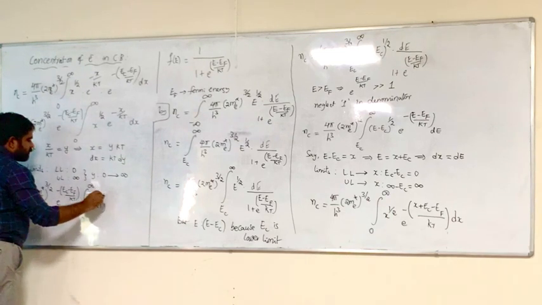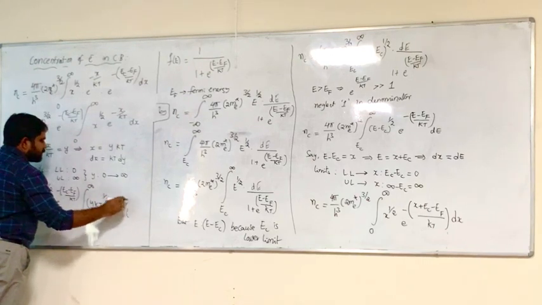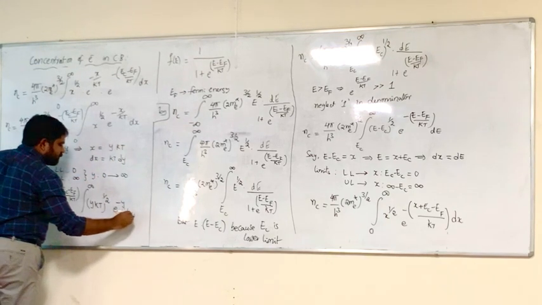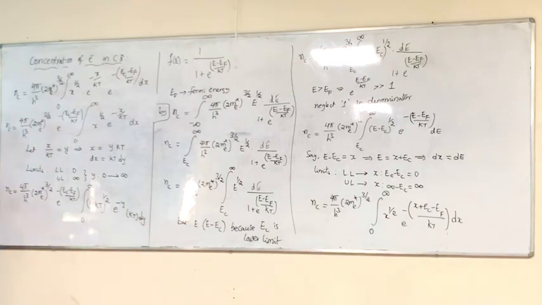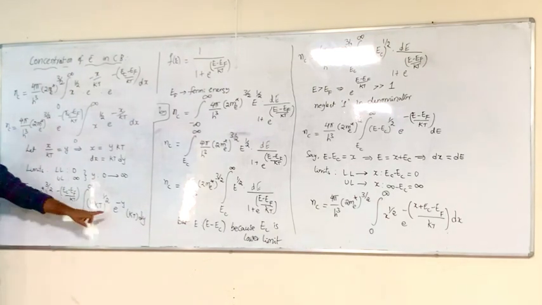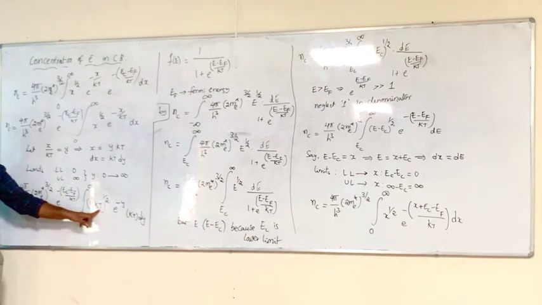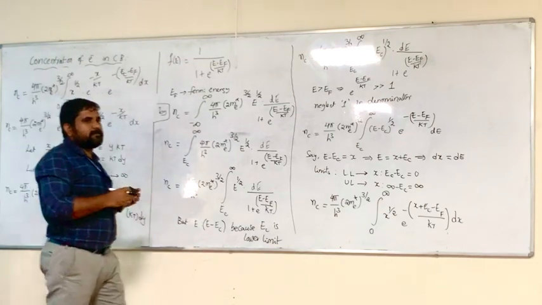Y into kt to the power 1 by 2 e to the power minus y. dx means kt into dy. Again, constants are there in the integral. Here one kt is there, constant. Inside, another kt to the power 1 by 2 is there, constant. So kt and kt to the power 1 by 2, what becomes? Kt to the power 3 by 2. Yes, no? Bring it out of the integral. That is our next step.